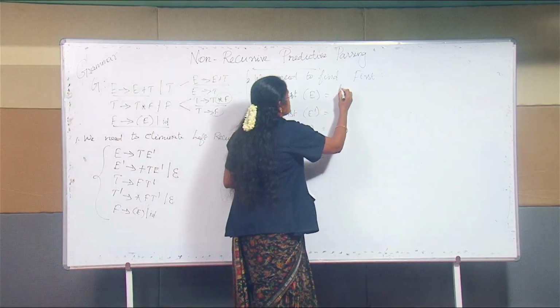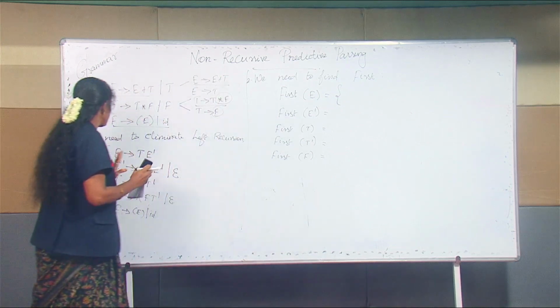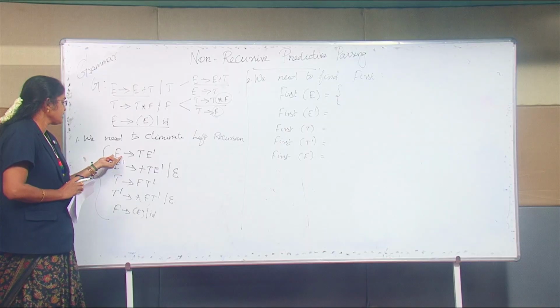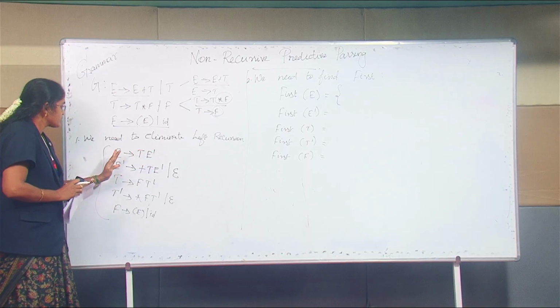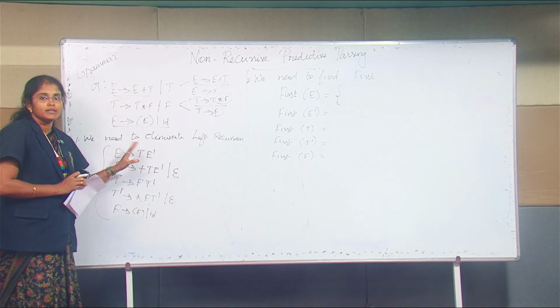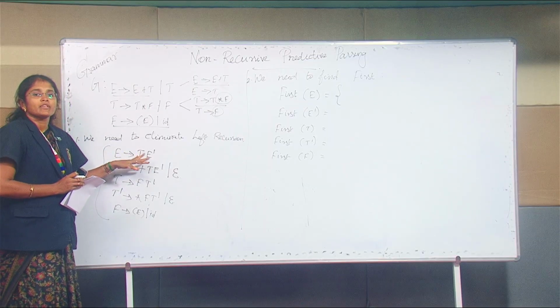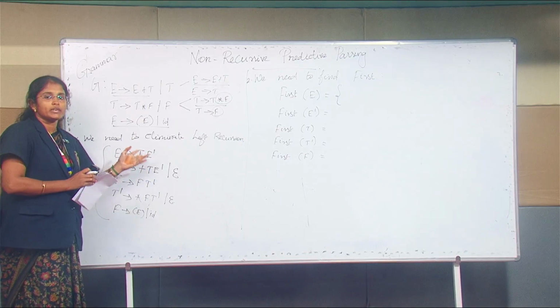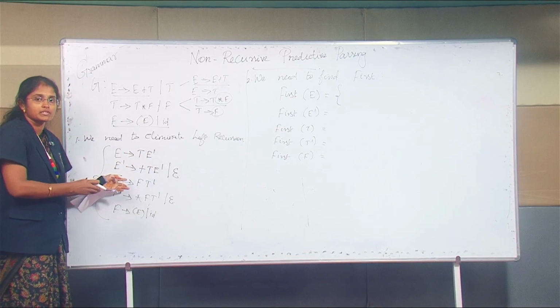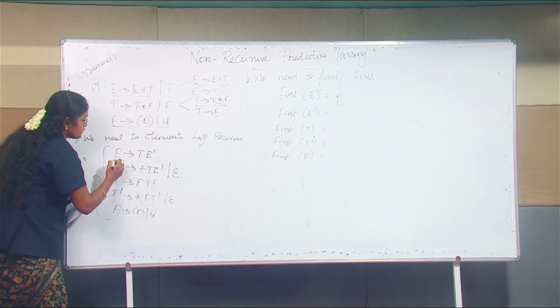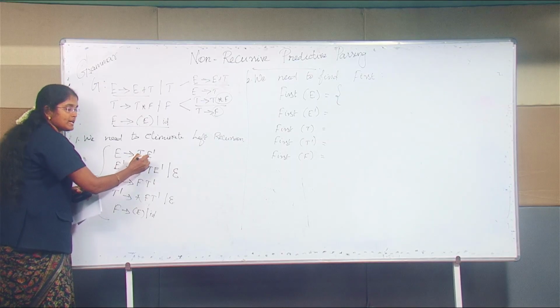So what does first mean? We need to check the production. Here E tends to T E dash. What is the first element of E's production? That is T. Here T is also a non-terminal and it also has further productions, so then we have to move to this T. Look at this, E tends to T, and T is also a non-terminal.